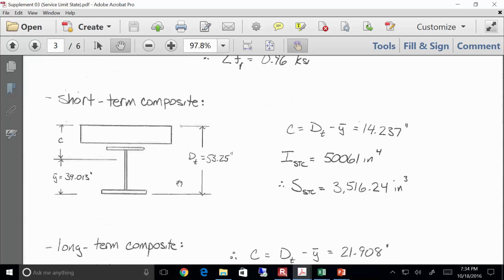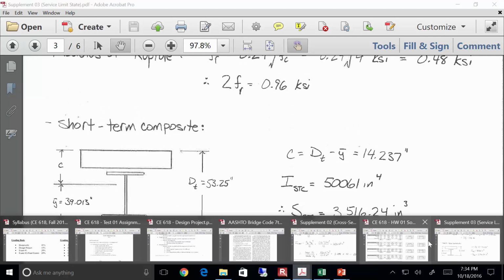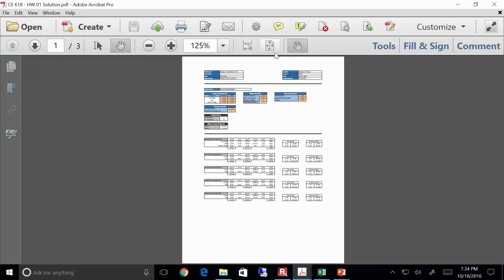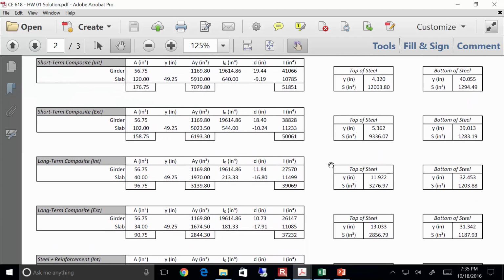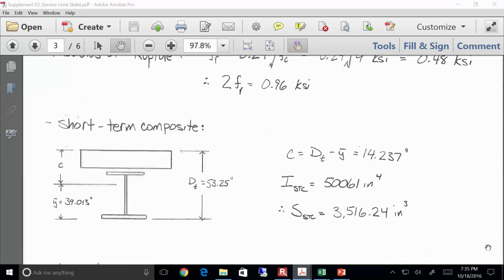Now, if I look at the short-term composite section property, my centroid is about 39.01 inches from the top, okay? Now, how do I get that? Go here. There's my negative bending region. If I'm looking at the short-term composite, it's basically this dimension right here from the centroid to the way, way, way bottom, 39.01. Sound good? Okay. Now, the total depth of this entire section is 53.25 inches, and that's starting at the way bottom, going a bottom flange thickness, a web depth, a haunch, and 8 inches.